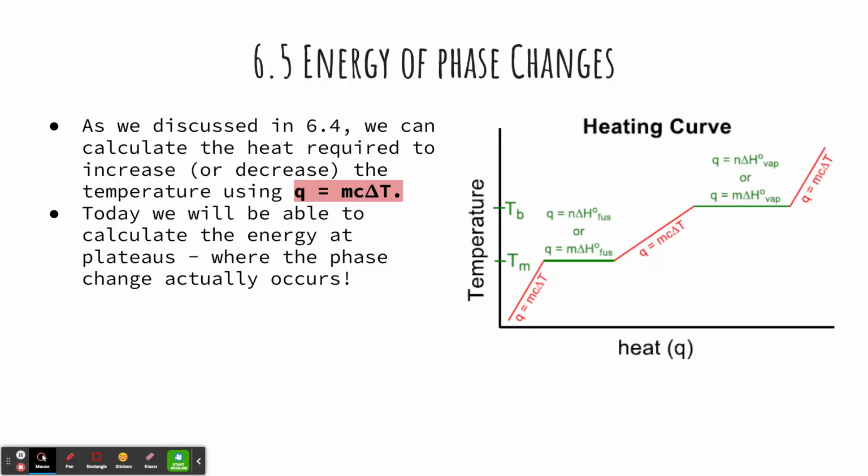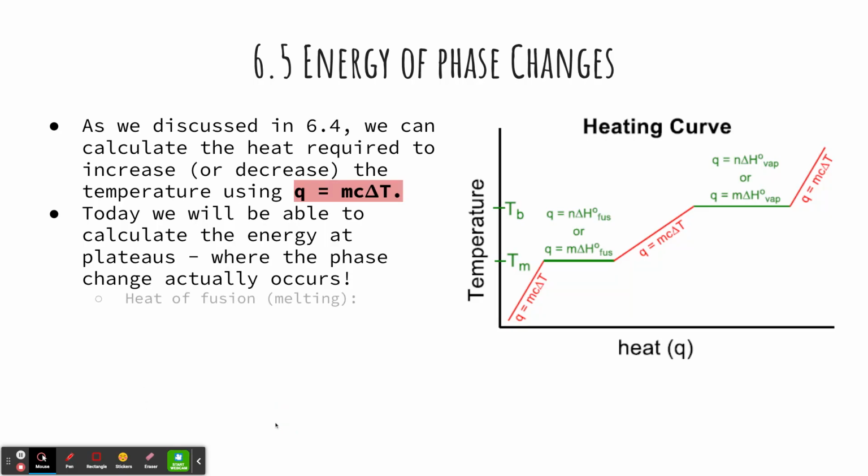So today, guys, we're going to talk about energy of phase changes. As we discussed in 6.4, we can calculate the heat that is required to increase or decrease the temperature of a particular substance using Q equals MC delta T, right? And this is illustrated on the red points of this curve. So when the temperature is rising for this particular substance, we use Q equals MC delta T to see how much heat was required to do so for that given temperature change, right? Now, today, guys, we'll be able to calculate the energy at the plateaus where the phase change is actually occurring.